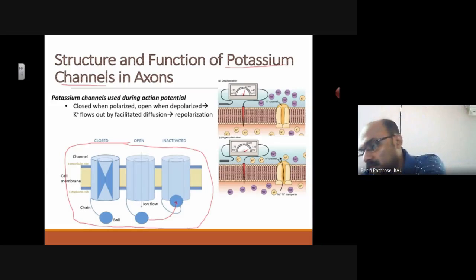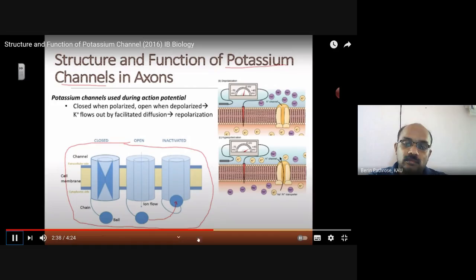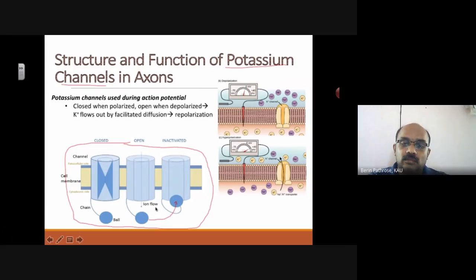And the process of potassium rushing out is called repolarization. So once again, it's going to be hard to understand the significance of all of this unless you fully understand how an action potential actually works. But don't get bogged down by this. Right now, we're just focusing on the structure of this particular potassium channel and how it actually helps with its function. What is its function? Its function is to allow potassium to actually move out.